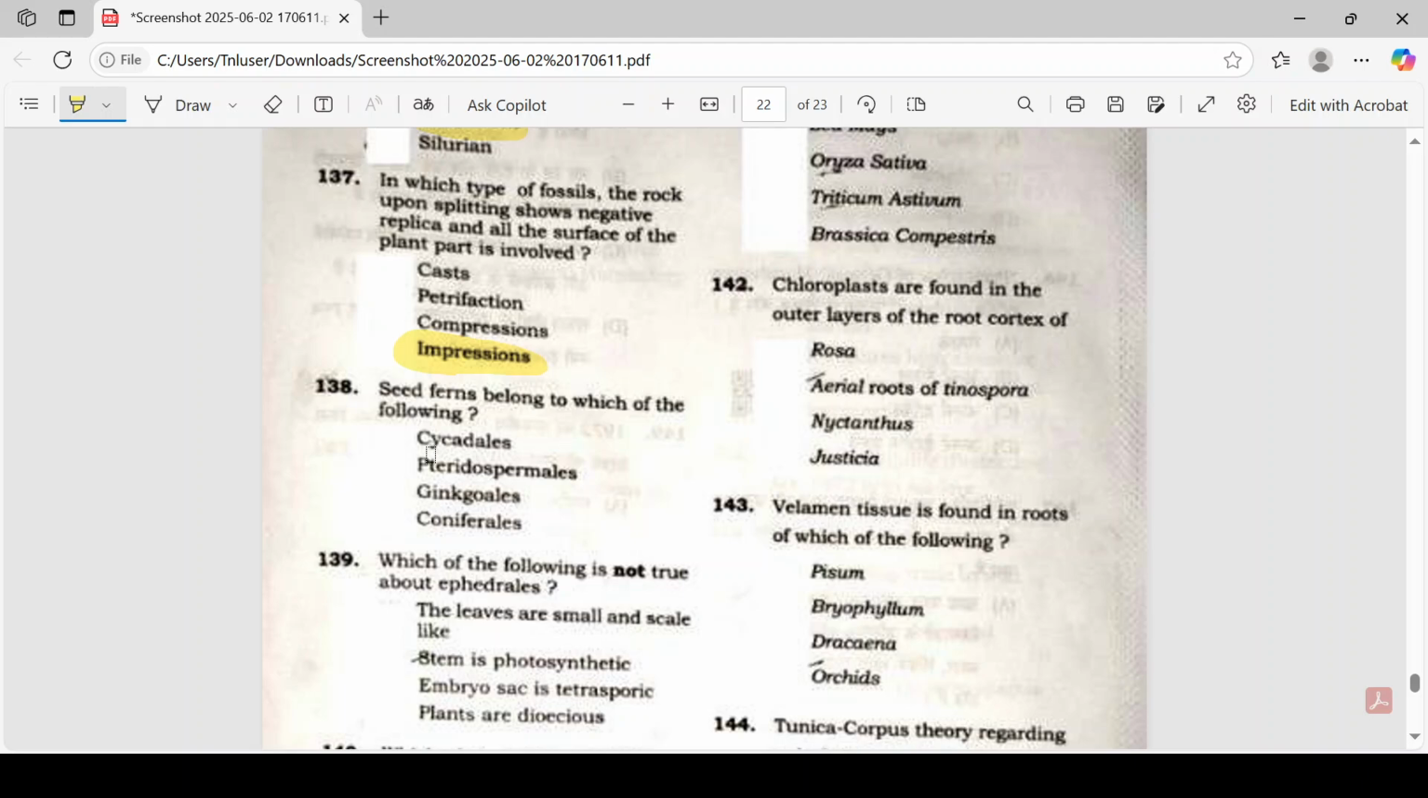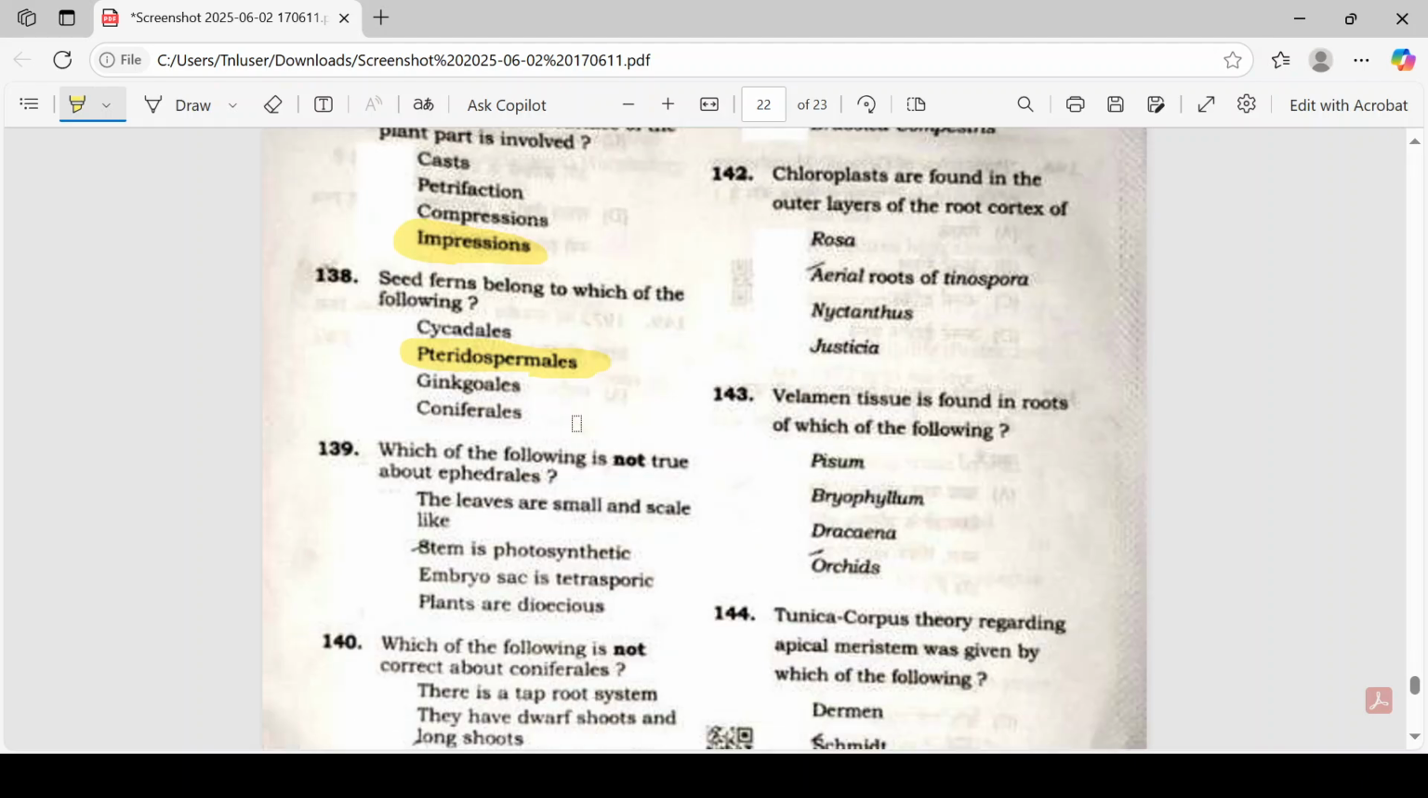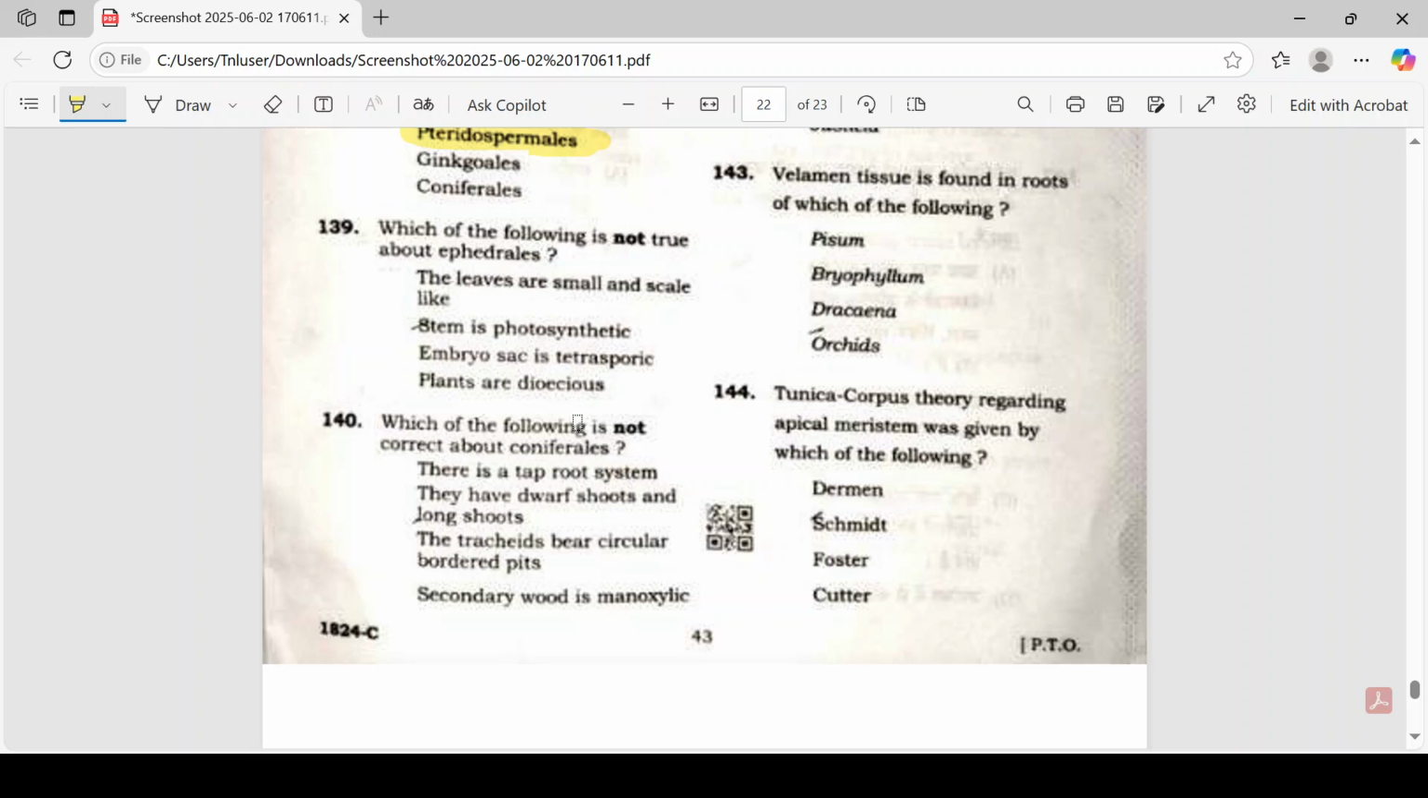Question 138. Seed ferns. Okay, so seed ferns belong to which of the following? The correct answer to the question will be pteridospermales. Okay, pteridospermales will be the correct answer. Which of the following is not true about ephedrales? Okay, so not true about ephedrales. The correct answer to the question will be embryo sac is tetrasporic. So option number C will be the correct answer.